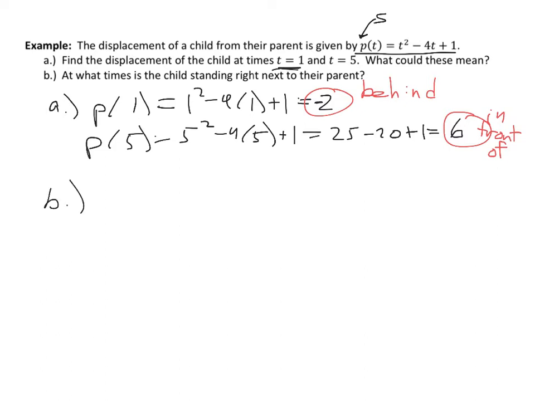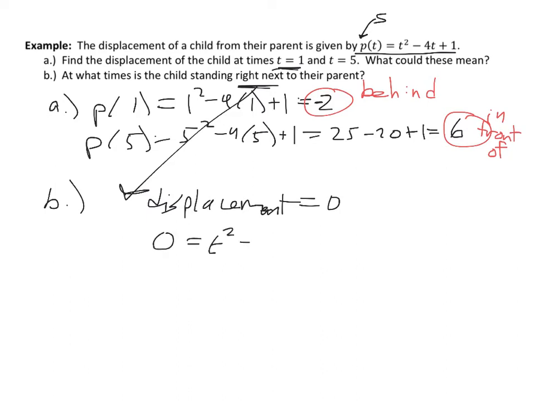Okay. Now part B asks, at what times is the child standing right next to their parent? Mathematically, what would it mean that they're standing right next to them? Wouldn't right next to essentially mean that their displacement is 0? Because they're not displaced from their parent. So when it says at what times is the child standing right next to their parent, we would just need to solve 0 equals t squared minus 4t plus 1.